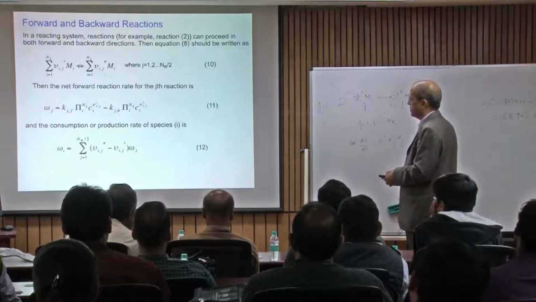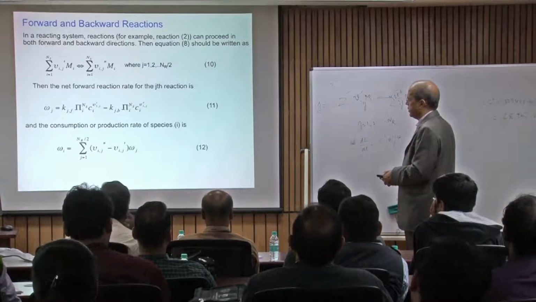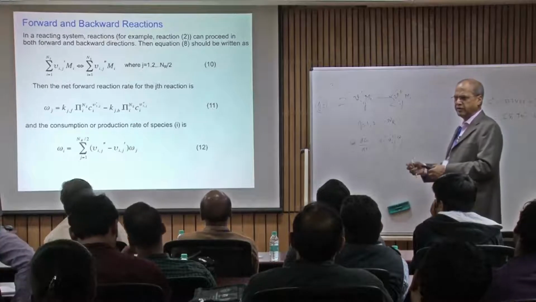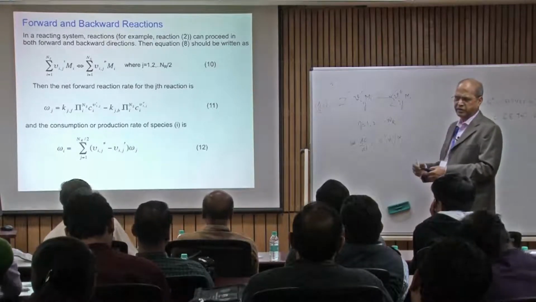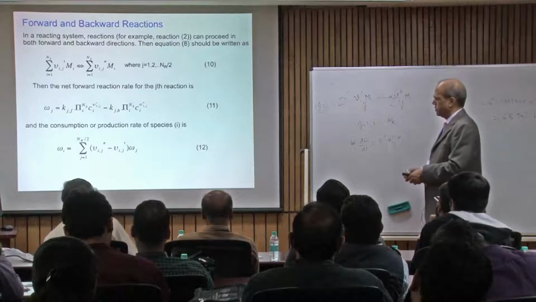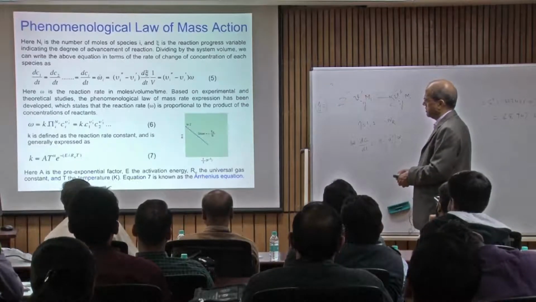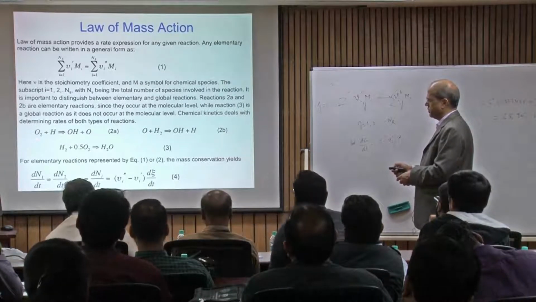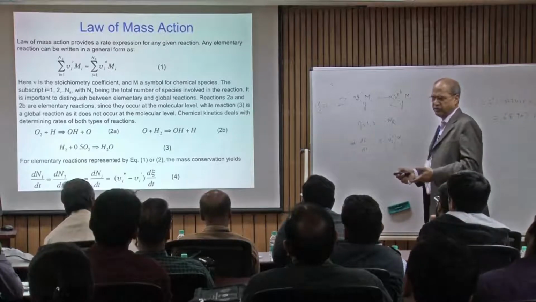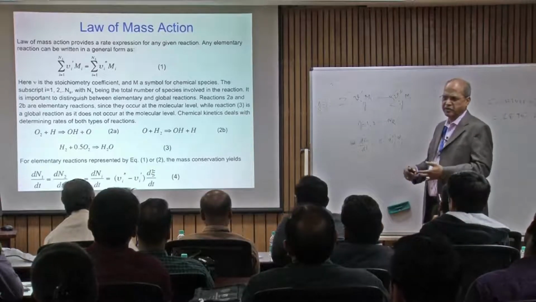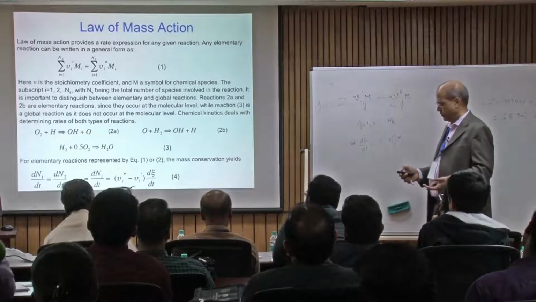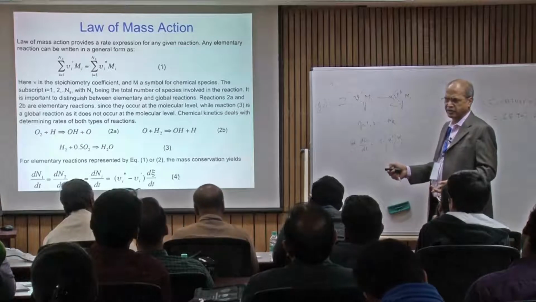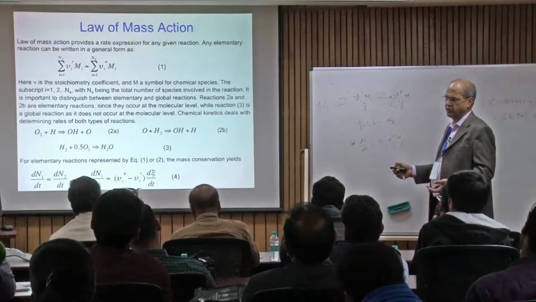Okay. Now, in any system, most of the time the reactions are going in both the forward and the backward direction. So going back here, this reaction, O2 plus H giving OH plus O, in the system you also have OH and O species. It's not like they are just produced from this reaction. So since you have OH and O species, this reaction can be going in the backward direction also. You have to consider both forward and backward.